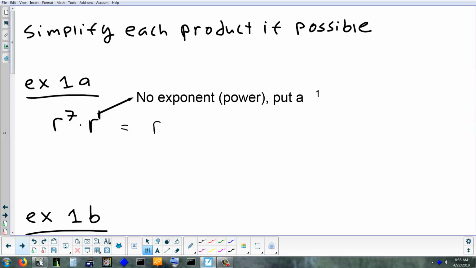Now, how do you get the new exponent? Just add 7, and then if there's a 1, just add it. That's why we put the 1, so we remember to add it. What's my exponent going to be? R to the 8th. Perfect. That's your answer. Any questions on how we got R to the 8th?